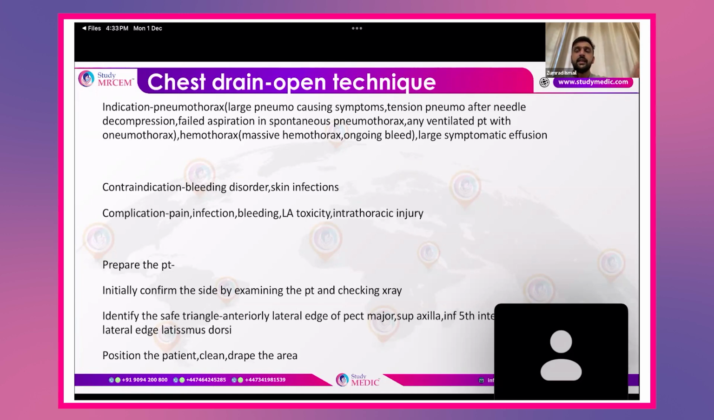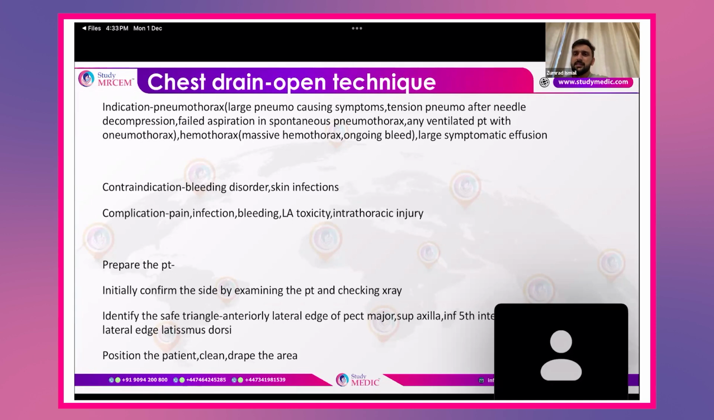Where do we do the needle decompression? For adults, in the fifth intercostal space in the anterior axillary line. For children, in the second intercostal space in the mid-clavicular line. In failed aspiration in spontaneous pneumothorax, we'll also have to do a chest drain. Other indications are any ventilated patient with pneumothorax, massive hemothorax, and large symptomatic effusion. These are the indications for chest drain.